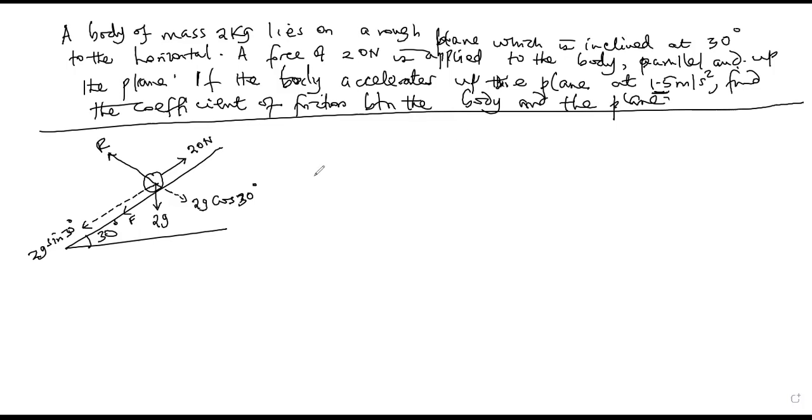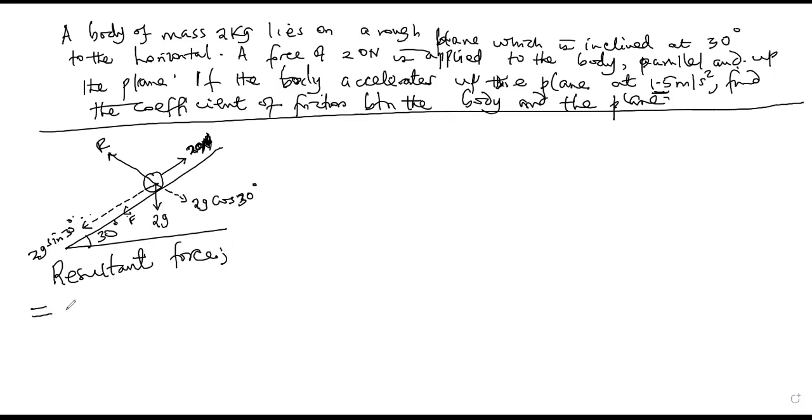Now, if they have given you the acceleration, then we need to get the resultant force. The resultant force will be 20 minus, because this is the pulling force, since the body is to move up. So the pulling force must be greater than this. So the resultant force is 20 minus the summation of these two. In a question involving motion, getting a resultant force is the one that will take you to the answer.